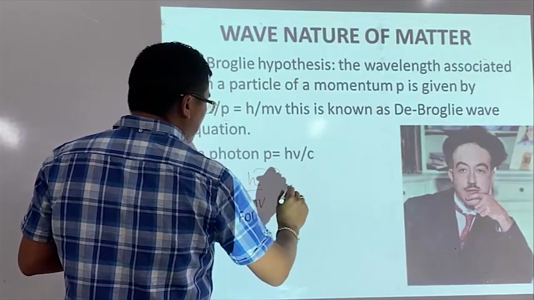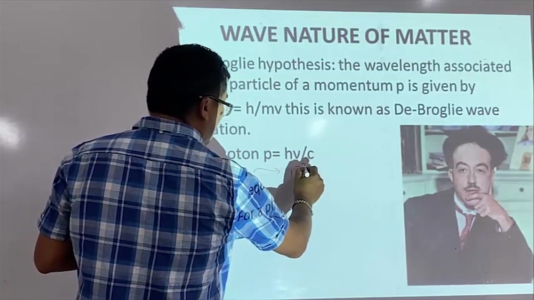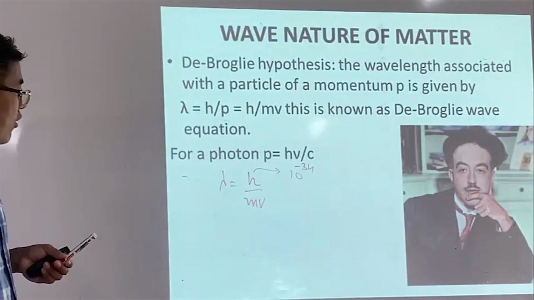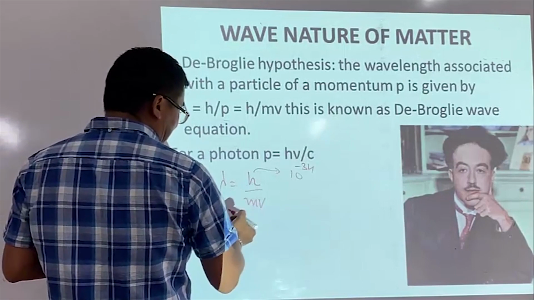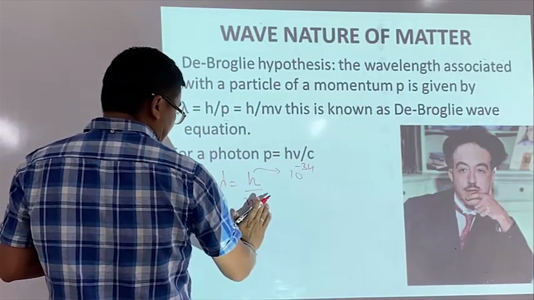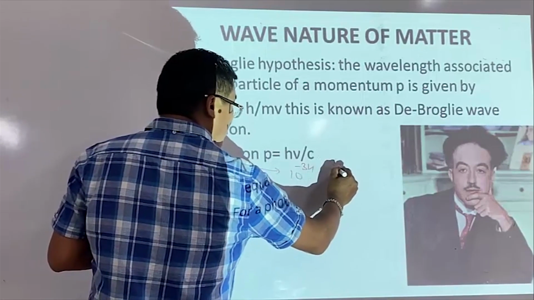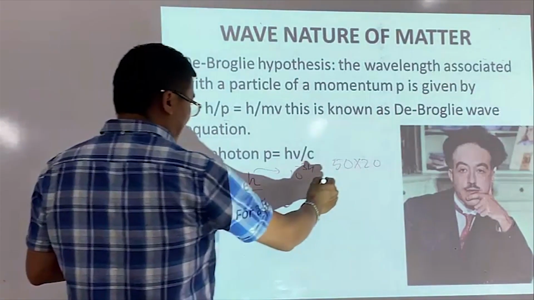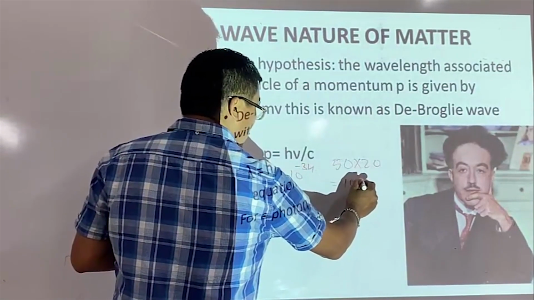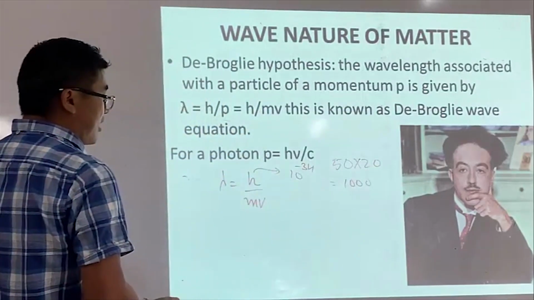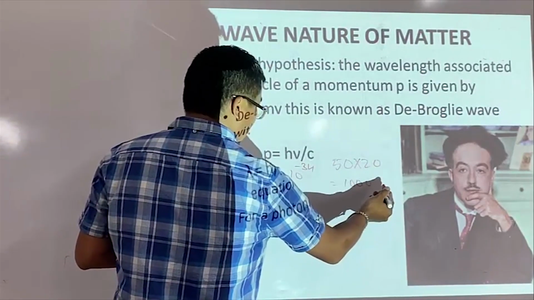This is the Planck constant, which is very small, of the order of 10 raised to the power minus 34. Therefore, if a finite mass, let's say 50 grams, is moving with 20 meters per second, then this is equal to 1000 kg.